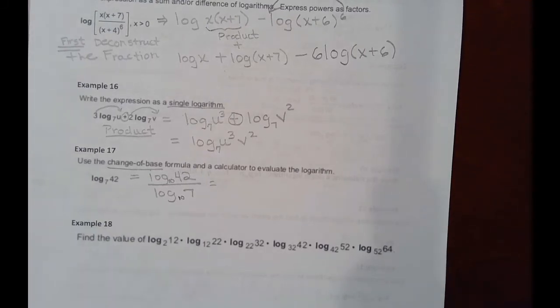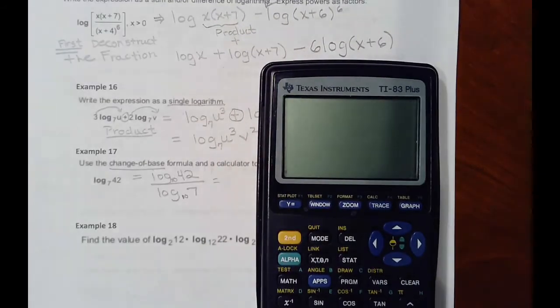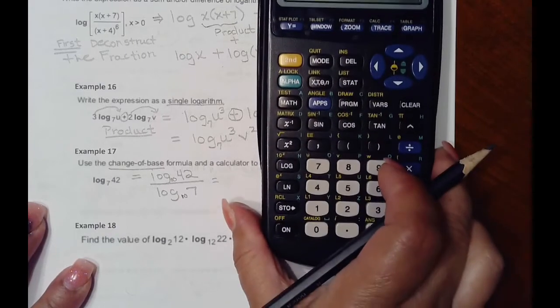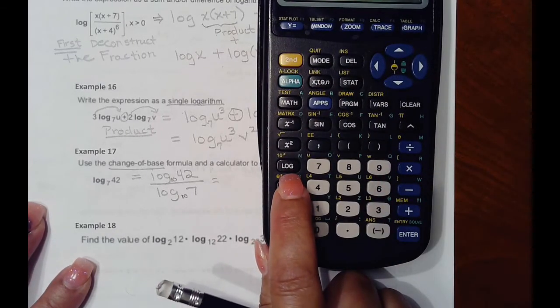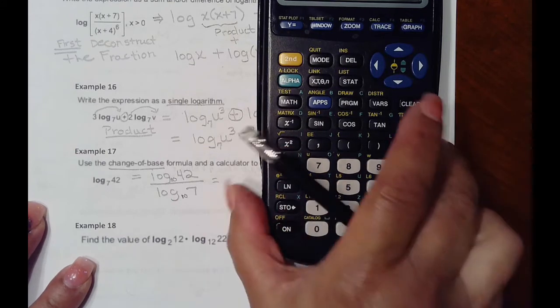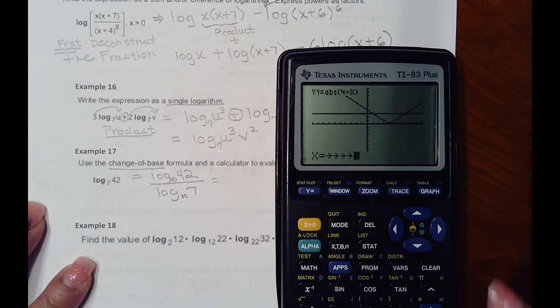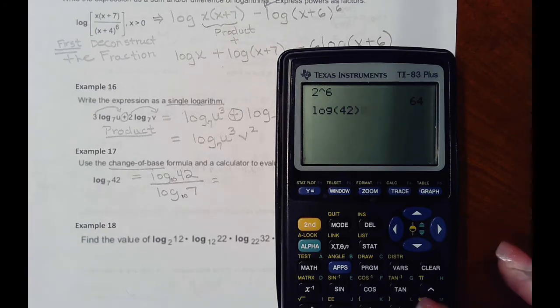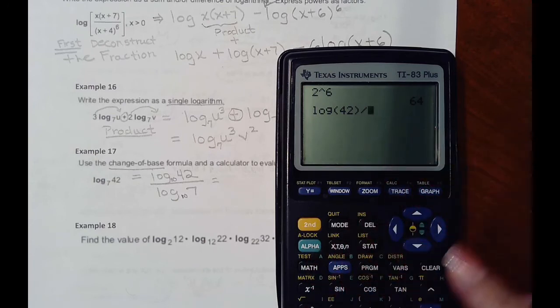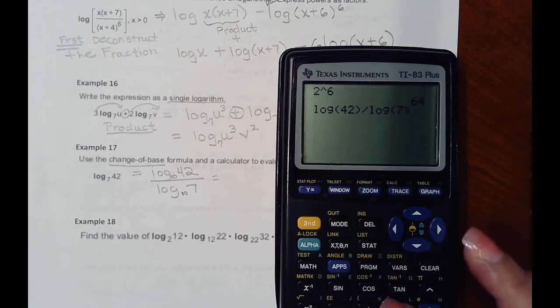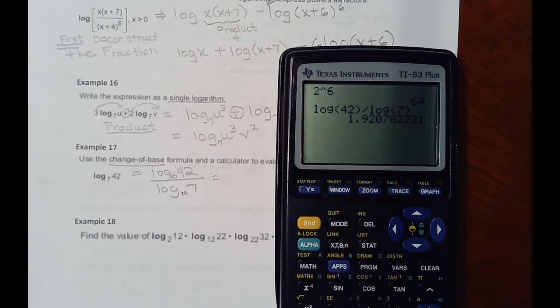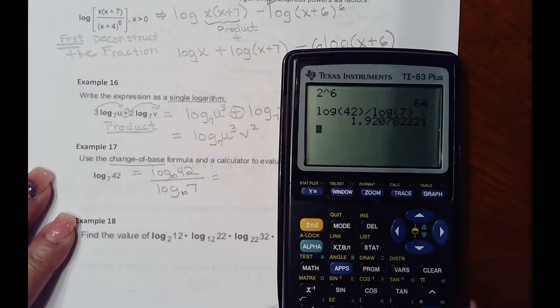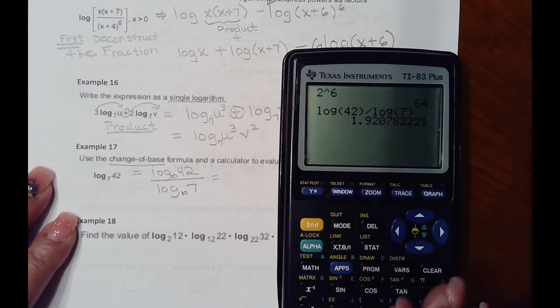Okay, let me get my calculator. Do a quick little calculation for you. Okay, so I'm just coming down right here. There's your log key right there next to the 7, and I'm going to press in log of 42. So log of 42, just like that. And then we're dividing by log of 7, close parenthesis, and I got 1.9207. And then I believe that they're asking you in MyMathLab, although I didn't include that in the instructions, to the thousandths place, so that would be 1.921.